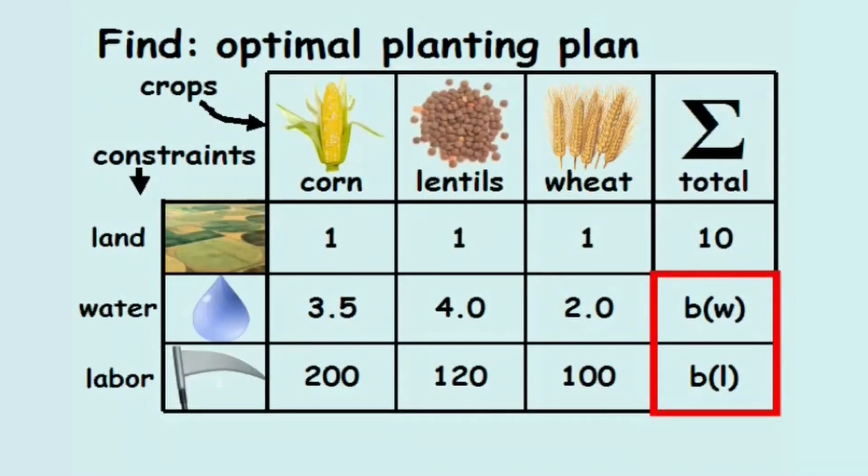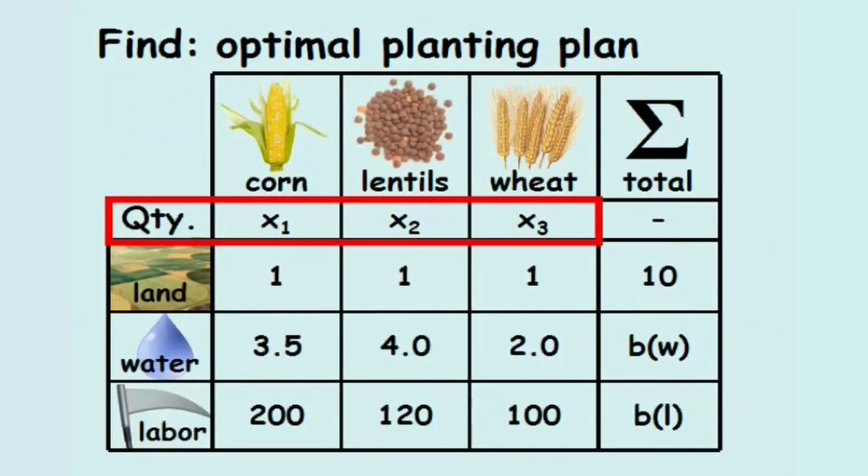In this problem, the decision variables are the number of acres of corn, lentils, and wheat to plant, and assigned variables x1, x2, and x3, respectively. This is a stochastic optimization with recourse problem, because the farmer needs to decide how much of each crop to plant before knowing the quantity of available water and available labor.